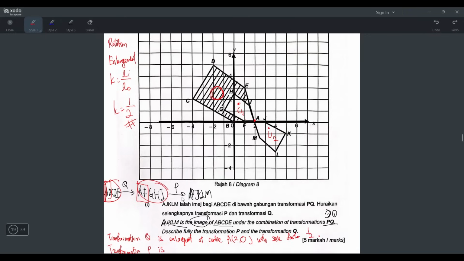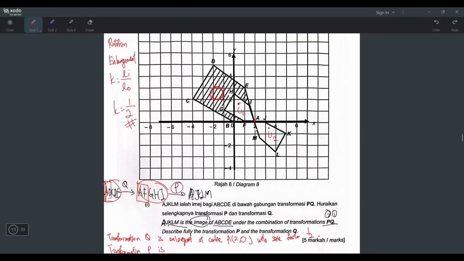This arrow is very helpful because it shows everything, right? So A B C D E, yang ni buat enlargement dulu jadi ni. Okay, now I will describe P here. So it's from A F G H I to A J K L M. So it's from this I1 to I2 lah. Okay, from I1 to I2 is definitely not enlargement because they are the same size.